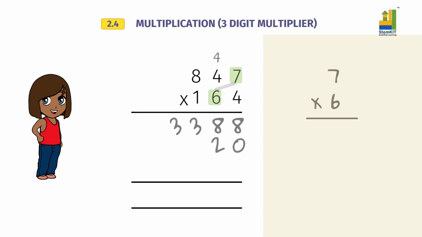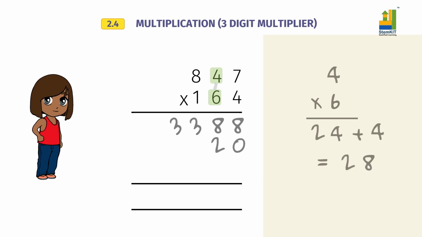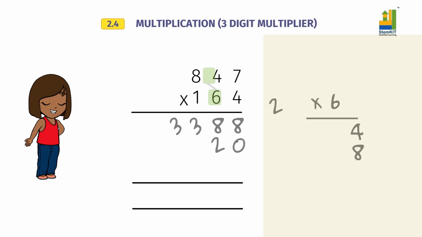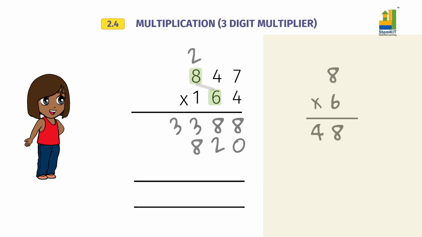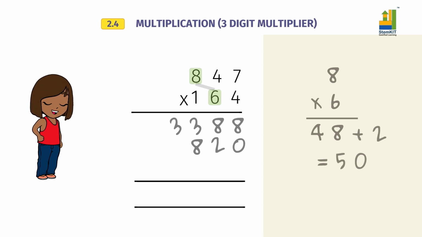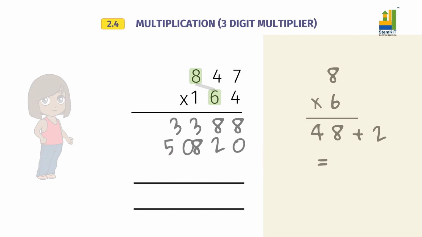Next, 4 into 6 equals 24. Add carryover 4 from the previous multiplication. We get 28. Next, 8 into 6 equals 48. Add 48 and carry over 2 from the previous multiplication to get 50. We write 50.